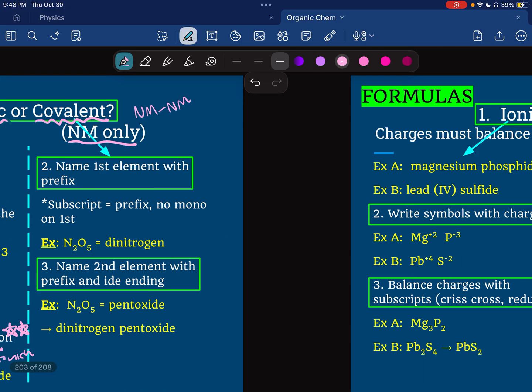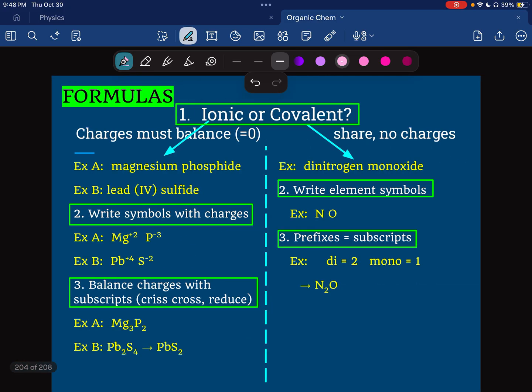And then, let's see, this is still divided. These are just more examples of the same thing. You can look at those and see why, but this just means that it's all one nonmetal. And then you're going to write it with its charges.